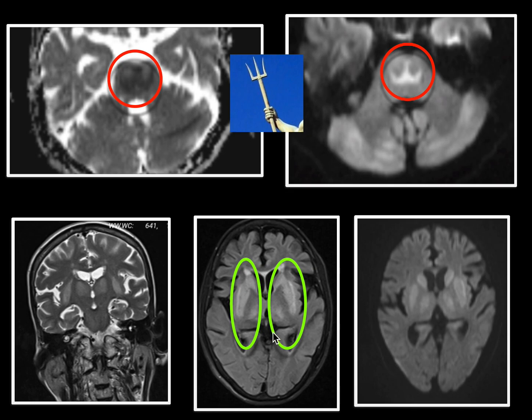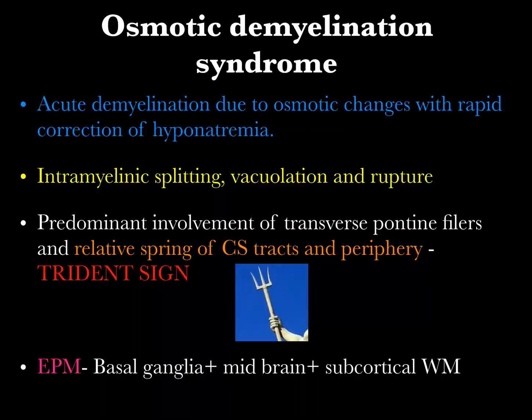And one more important finding is the bilateral basal ganglia thalami involvement, which suggests extra pontine involvement as well in this case. So the diagnosis is osmotic demyelination syndrome. Previously they used to call it as only central pontine myelinolysis, but now they have changed the term, that is the osmotic demyelination syndrome, because of involvement of extra pontine sites.